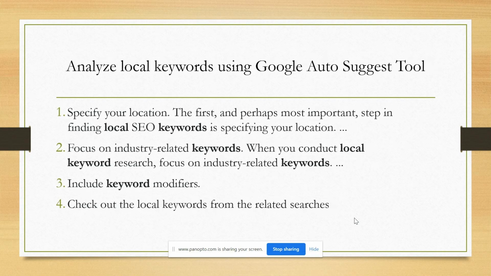Now you have to analyze local keywords using the Google Autosuggest tool. You have to specify a location. The first and perhaps most important step in finding local SEO keywords is specifying your location. The important thing is you have to focus on industry related keywords. When you conduct local keyword research, you have to focus on industry related keywords. Okay, so you can try different keyword modifiers. You can check out local keywords from the related searches as well. So I'll show it to you.